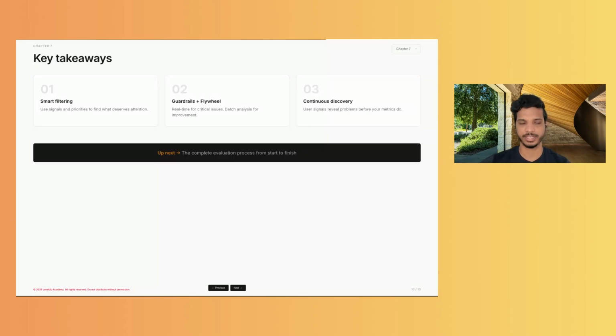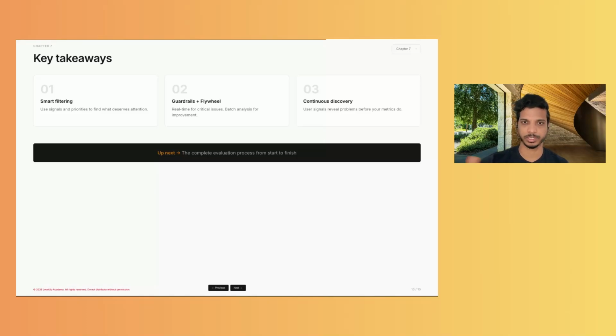So these are the key takeaways in this chapter. We talked about smart filtering, understanding how to flag conversations. Sometimes it could be just pure business logic, and sometimes it could be explicit and implicit user signals. And once you have these things, you can identify the signals that you need to immediately squash as the user is interacting with the product. And that comes into the area of guardrails and flywheels.